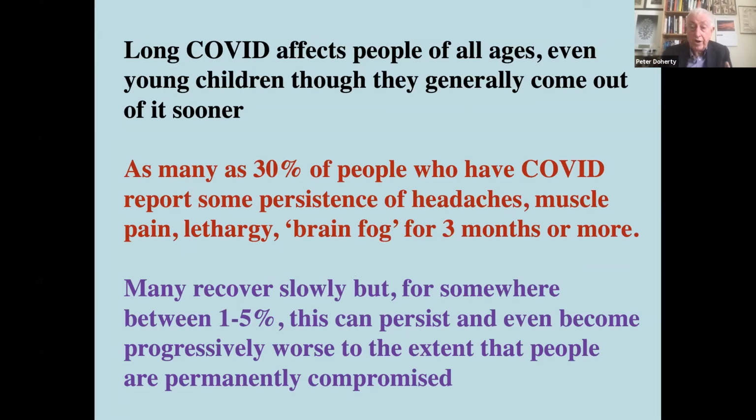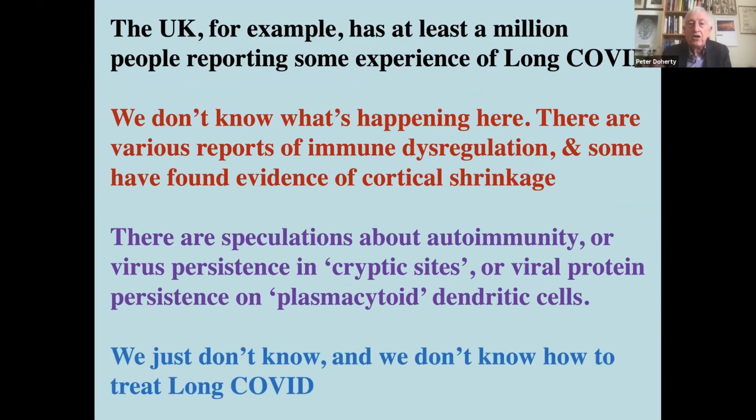So it's really important to get people on long-term systemic trials where people are sampled repeatedly and looked at with the best available technology. The ADAPT trial is one of those. Some recover, but some don't, and some it actually becomes worse. And it may be as many as 1% who are having really serious problems in the long term. The UK has at least 1 million people reporting an experience of long COVID. So a lot to find out here.